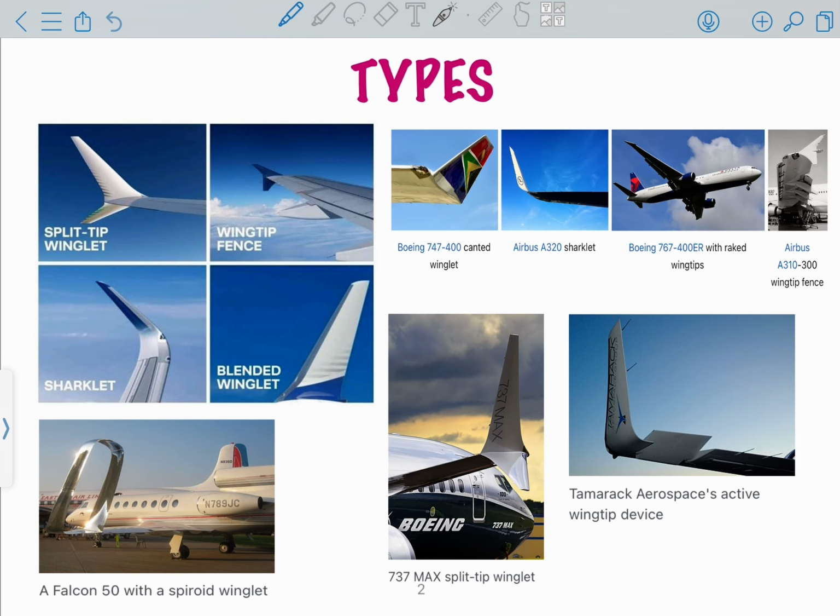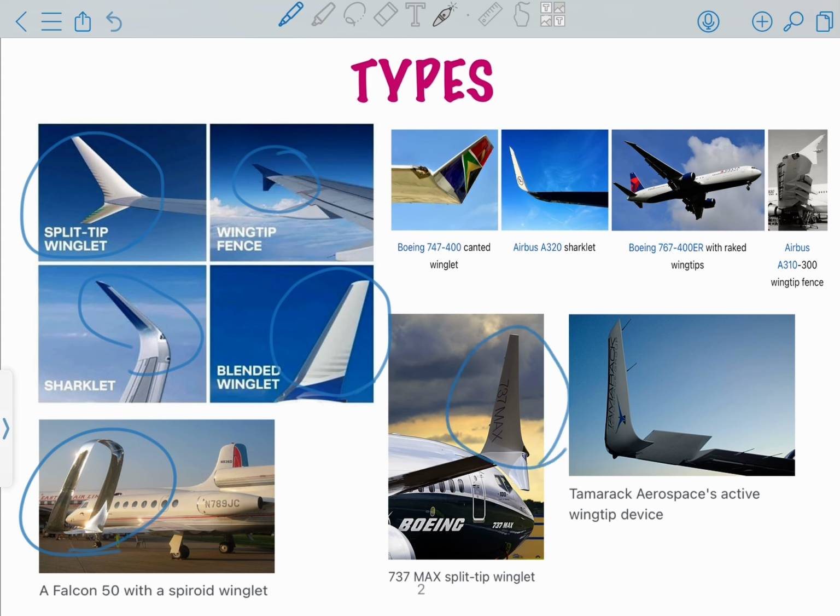I will not be going further deep into which type is utilized for or is specific to what kind of aircraft, but this is the data which I have found on Wikipedia and open sources. So there is a split tip winglet, the wingtip fence, the sharklet because it looks like a shark, and the blended winglet. There is also the spheroid winglet on the Falcon 15. I mean, it's more of an experimentation part.